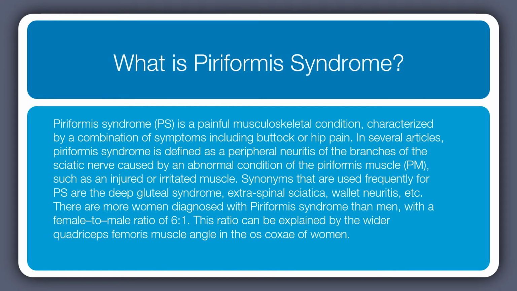Piriformis Syndrome is a painful condition, usually of the hip, because that's where the piriformis is located. It can sometimes be confused with SI joint pain and even low back pain. It can also be confused with sciatica because the sciatic nerve goes underneath the piriformis muscle.